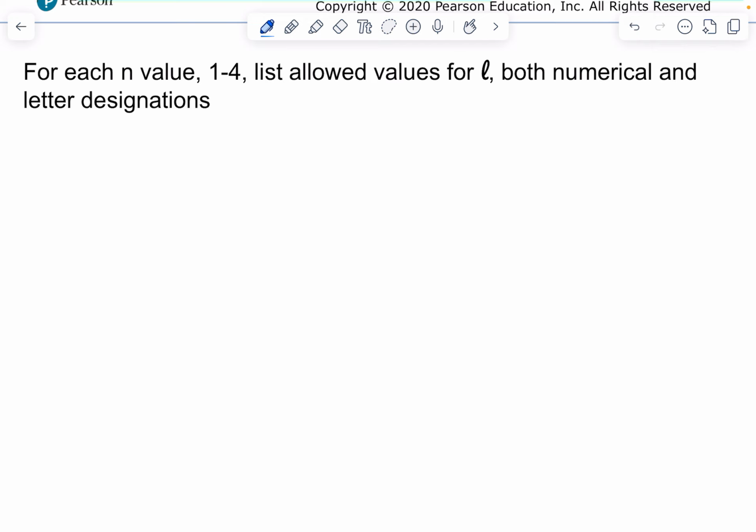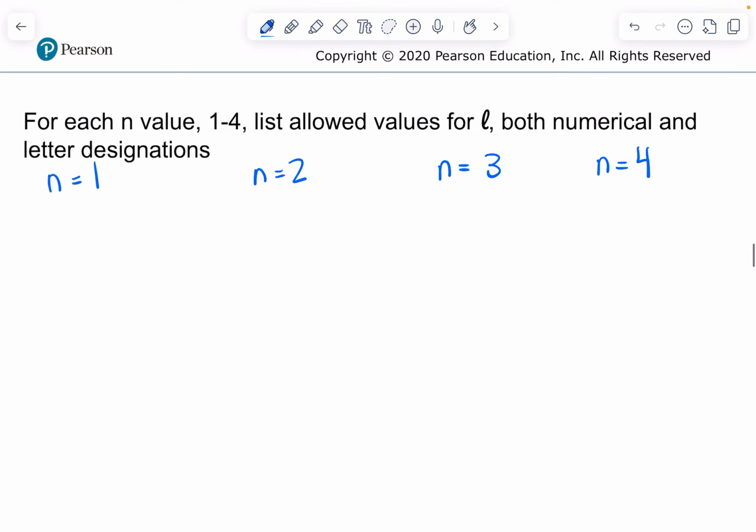Okay. For each n value, 1 through 4, list allowed values of L, both numerical and letter designations. So I'm going to write this as kind of a chart. N equals 1, n equals 2, n equals 3, n equals 4. So if you remember, L values are a range from 0 through n minus 1. So for n equals 1, L would have to be equal to 0. There's no other options, and we would call this S. It defines the shape of the orbital.